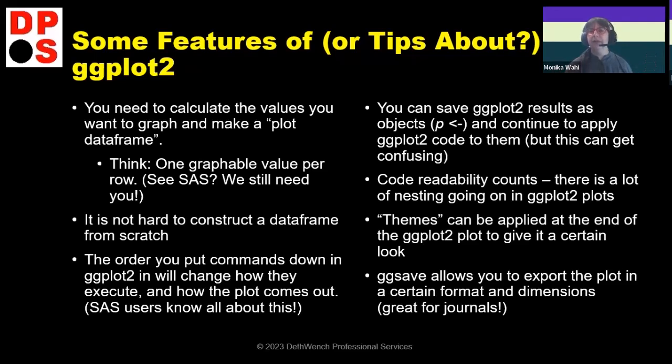Code readability really counts. There is a lot of nesting going on in ggplot2 plots, so you really have to be very neat about your pluses and indentations. I didn't go over this, but there are these things called themes, and usually they're the last line you apply, and they can give your plot a look. Like theme underscore minimal makes it very minimal. You know how in Excel you could choose your plot to not have really any lines in it except the axes? That's what theme minimal does. Or you could have theme maximal. I don't think it's called maximal, but you have these different themes that really make it look nice. You can apply those, but that's usually the last line of code.